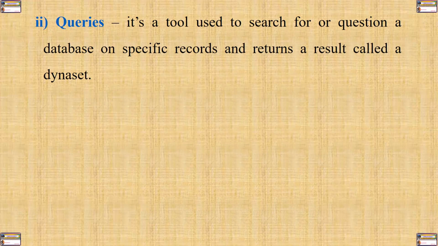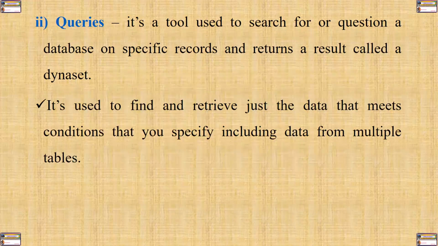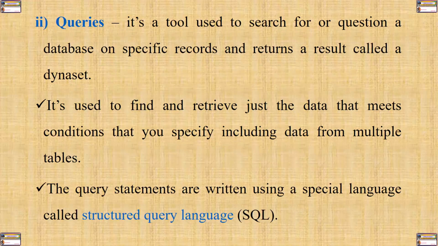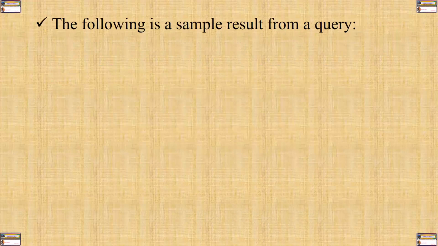The second object is called queries. A query is a tool used to search for or question a database on specific records and returns a result called a data set. It is used to find and retrieve just the data that meets conditions that you specify, including data from multiple tables. The query statements are written using a special language called Structured Query Language, or SQL. The following is a sample result from a query.